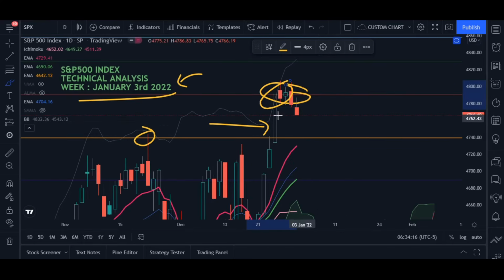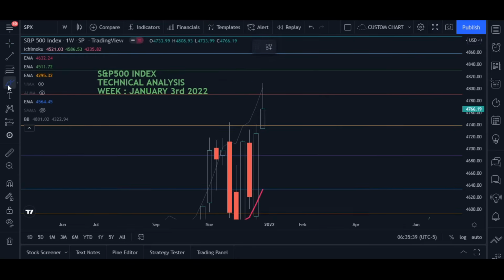Anyways, let's do the technical analysis. First we will do the technical analysis on the weekly chart. Okay guys, so we are here on the weekly chart. This is the weekly chart.